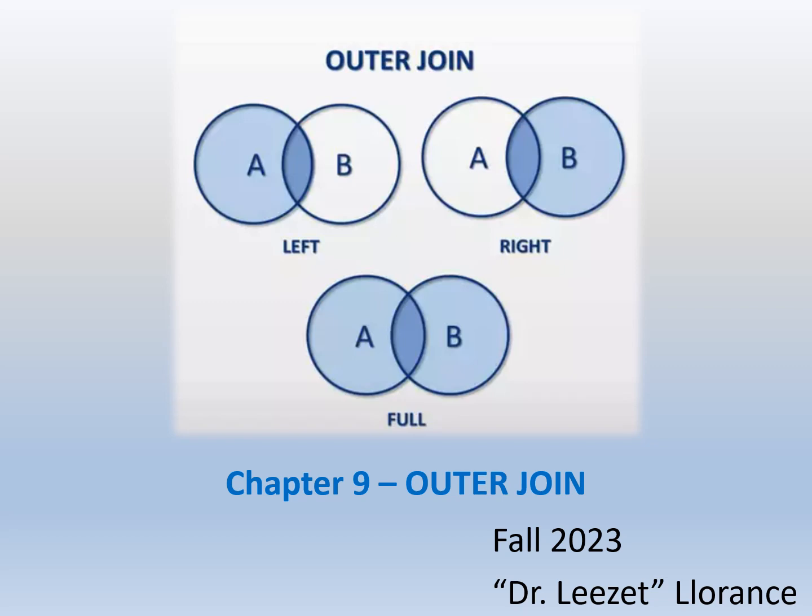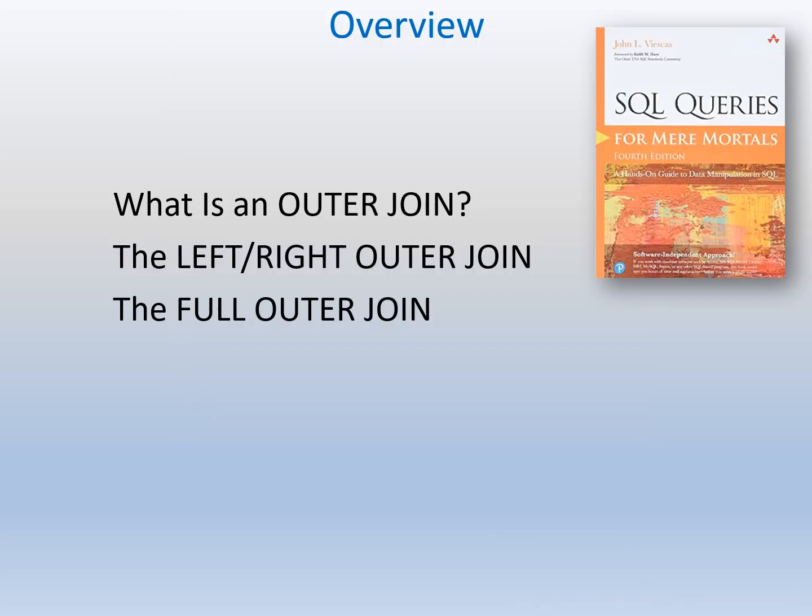This is a short overview of Chapter 9, Outer Joins. I will start with outer joins in general, then move to left and right outer joins, and then end with full outer joins.